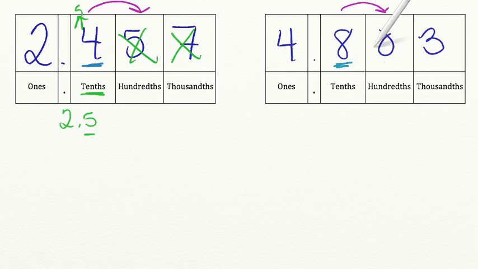Since 0 is less than 5, we keep our tenths place the same and cross out our remaining place values. So we have rounded 4 and 803 thousandths to the nearest tenths place, which gives us a value of 4 and 8 tenths. And again, since we're rounding to the tenths place, we had to end on the tenths place.